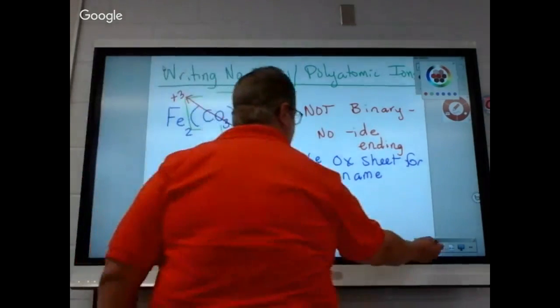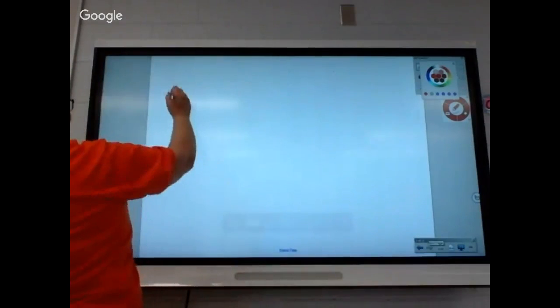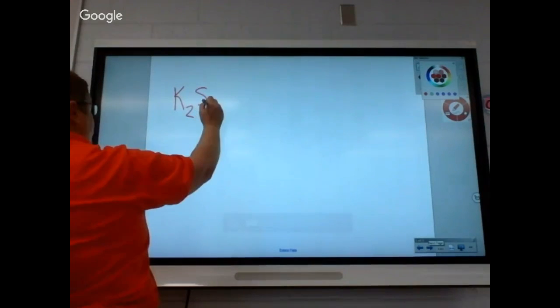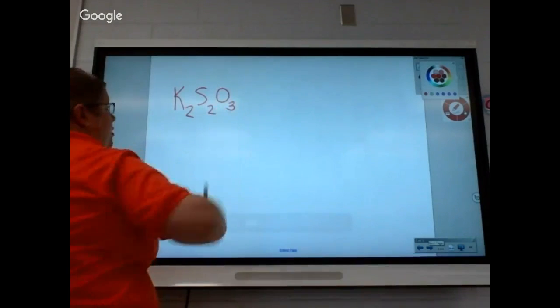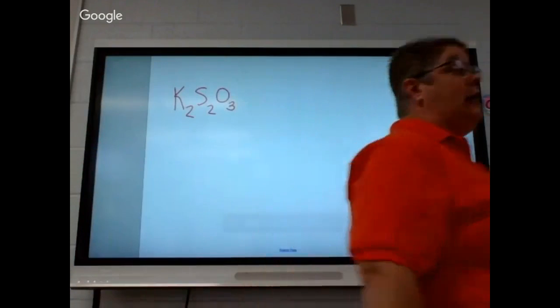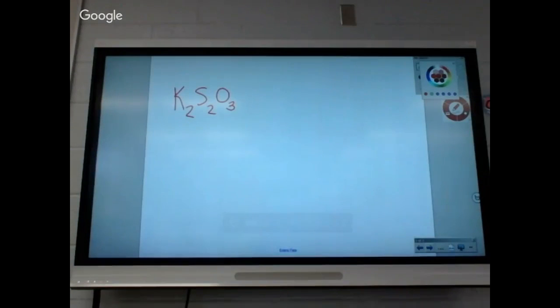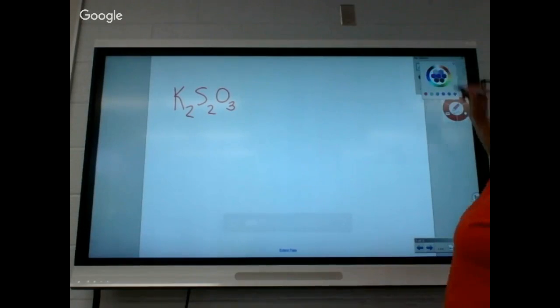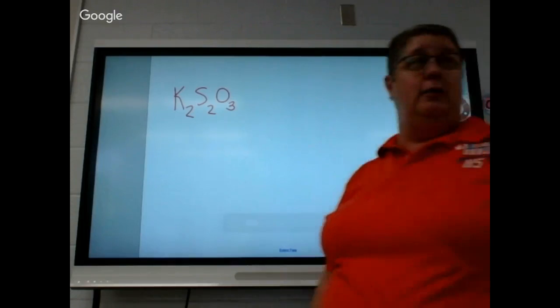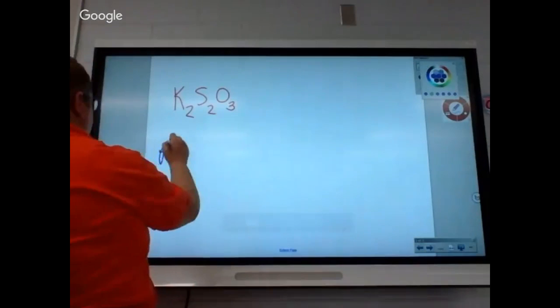Okay. Now, one without parentheses. When I give this on a quiz or a test, I get some really messed up answers. You are not going to write all those elements separately in name form. You are doing exactly what we just did. You're going to name that first element. So, what is the name of the first element? You're going to write potassium.